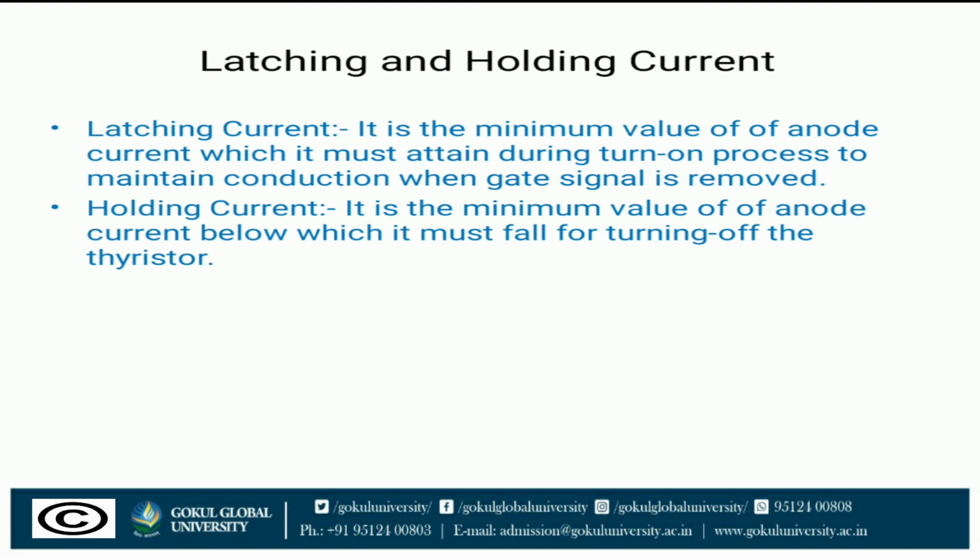Once the thyristor is conducting, the gate loses control. The thyristor can be turned off, or returned to forward blocking state, only if the forward current falls below a low level current called the holding current. Thus, holding current may be defined as the minimum value of anode current below which it must fall for turning off the thyristor.